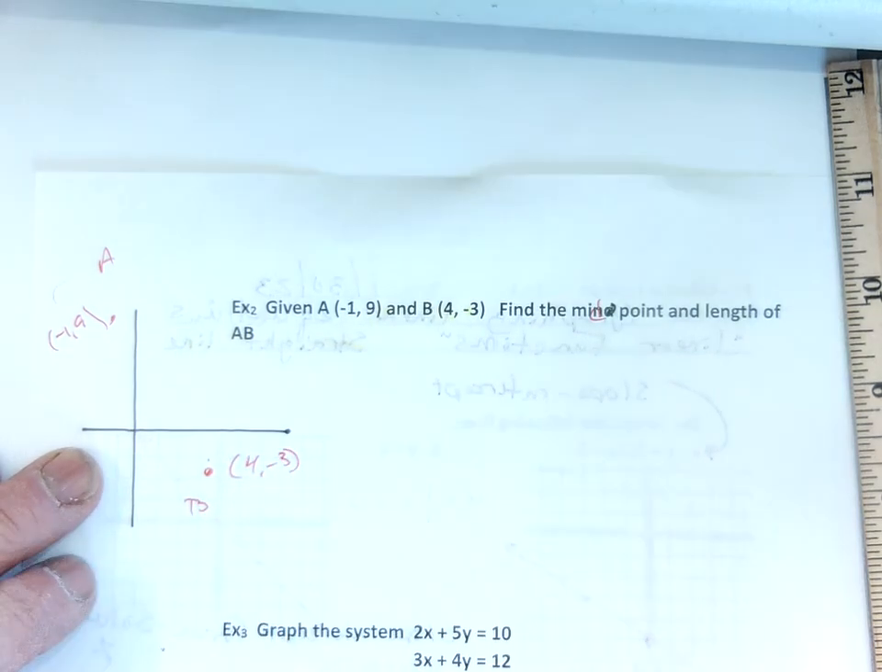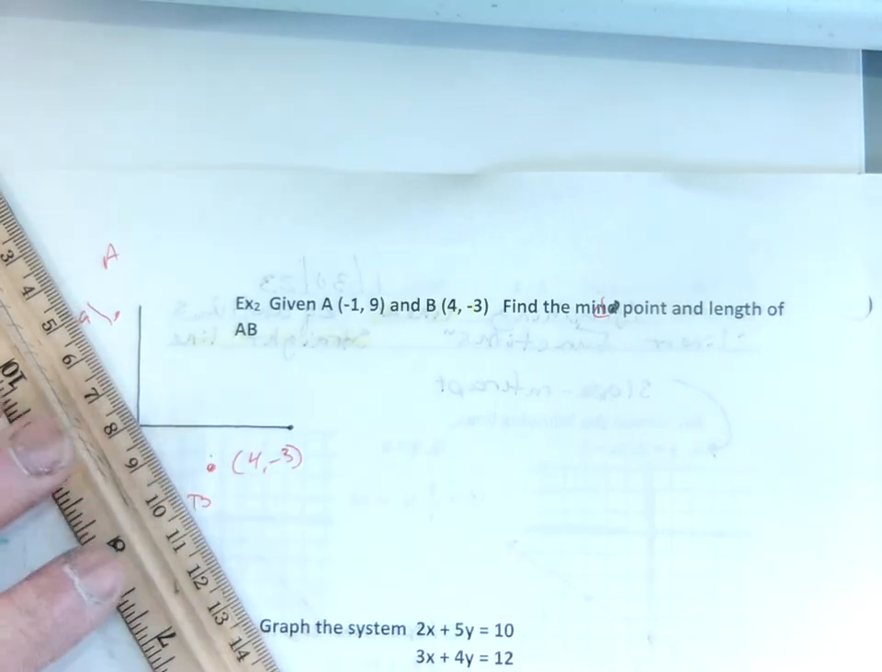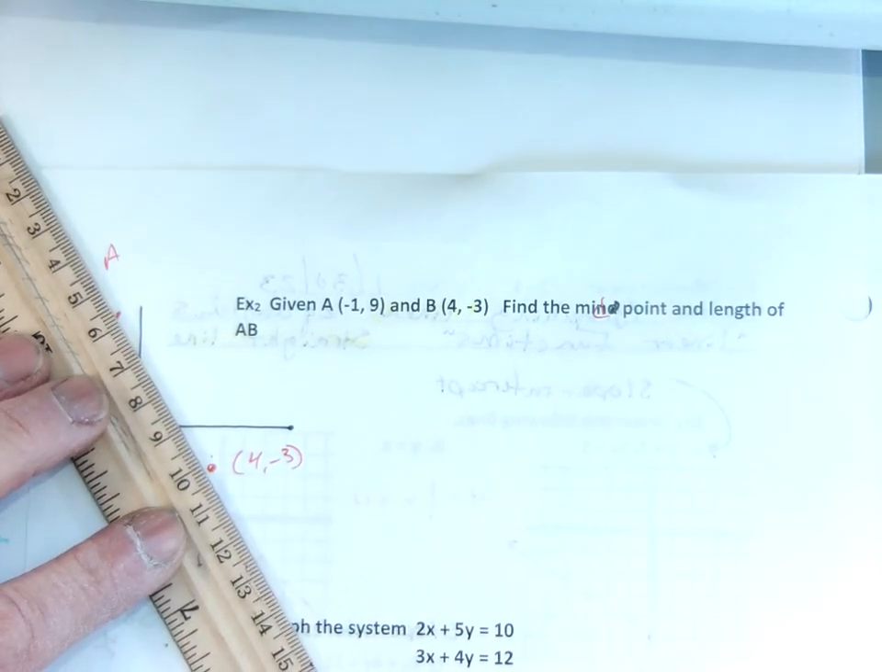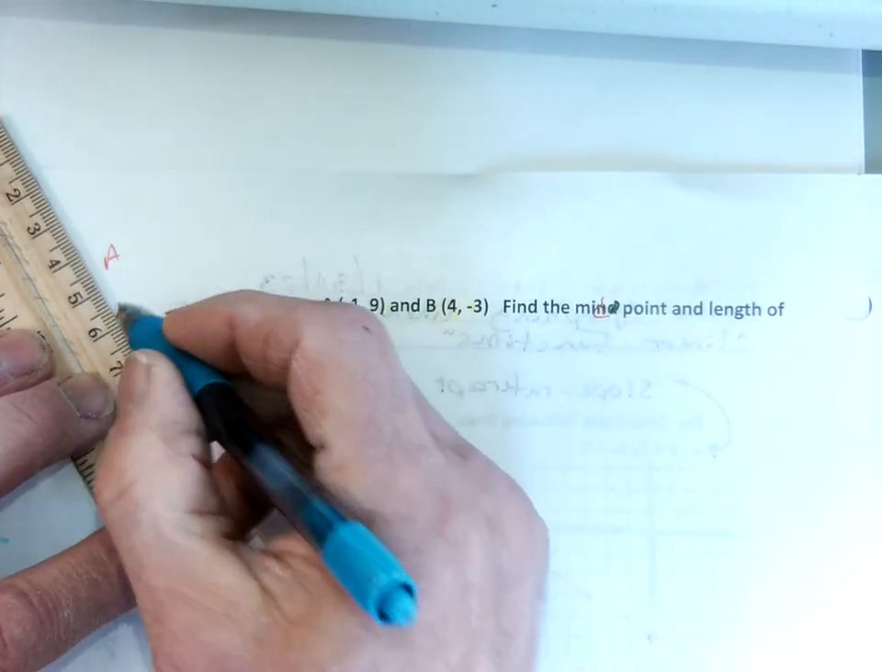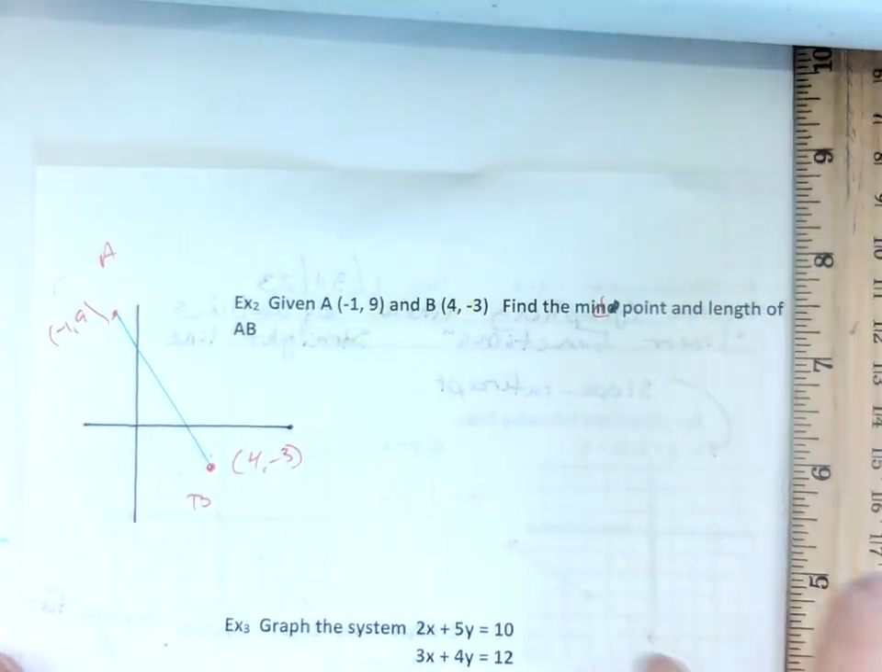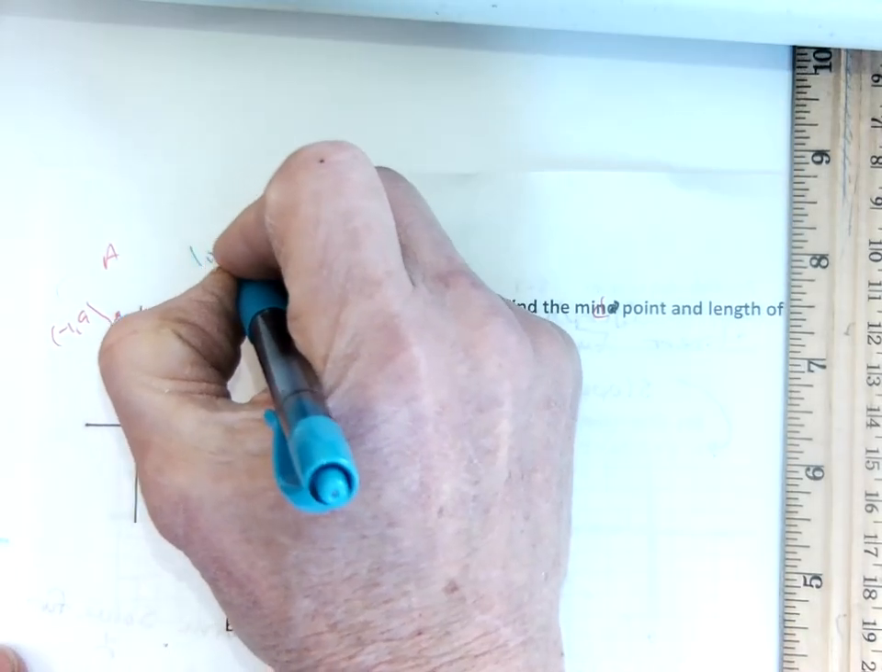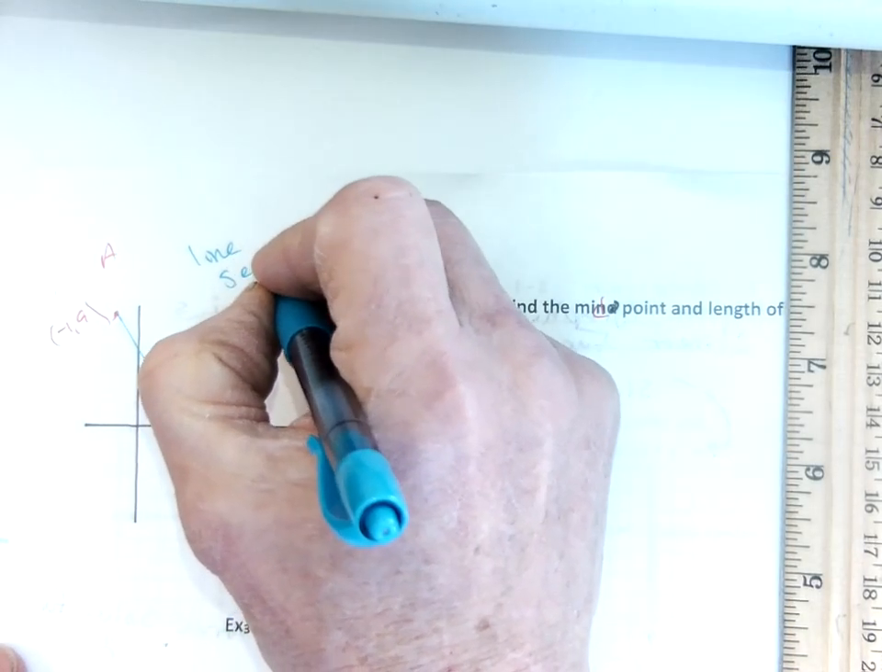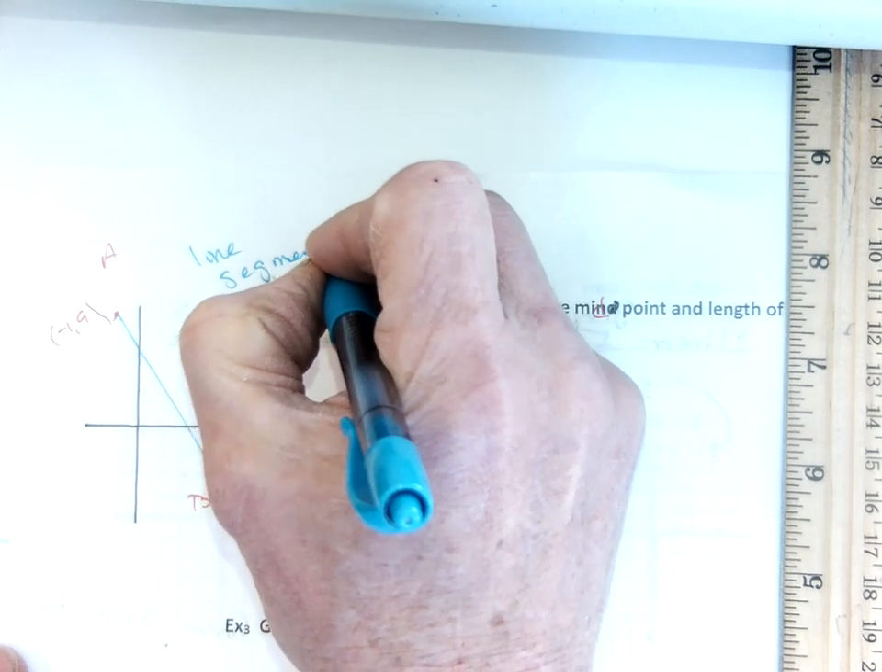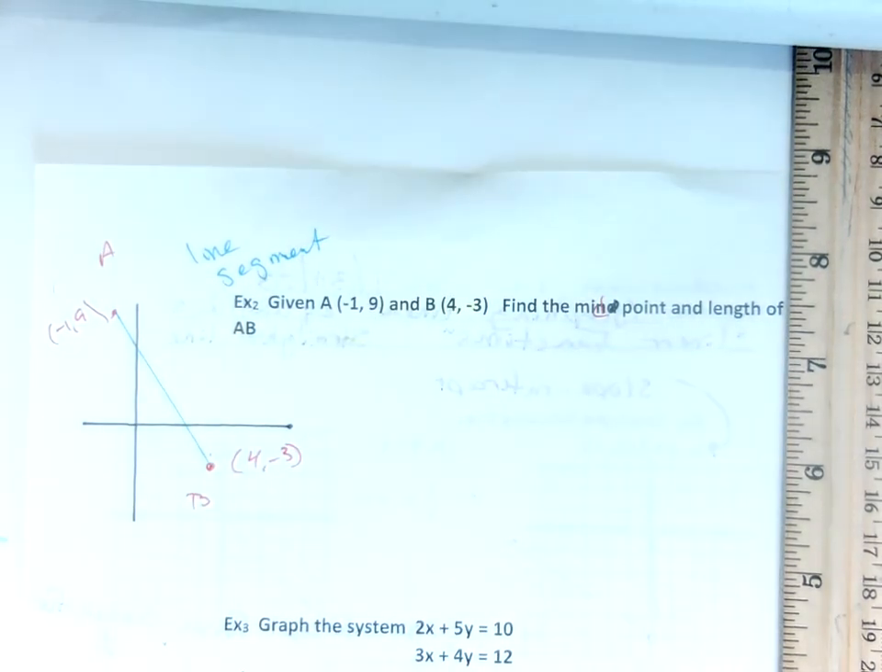Okay? And so if we connect the dots, I've got a line segment. It's not a line, it's a line segment. That is a line segment. It's just a piece of a line. So it should have a middle or a midpoint, and it should have a length. We should be able to find out without measuring.